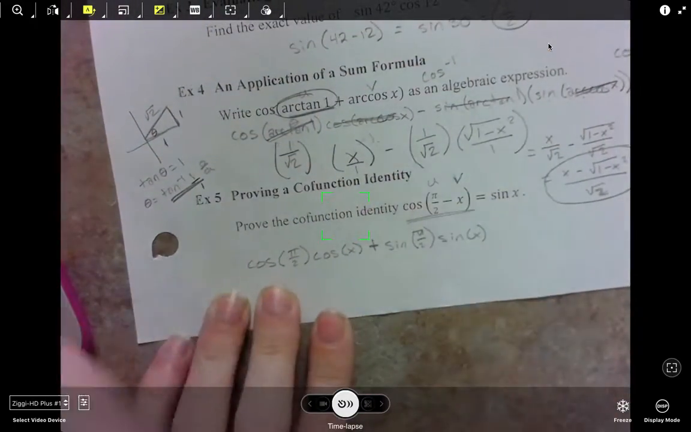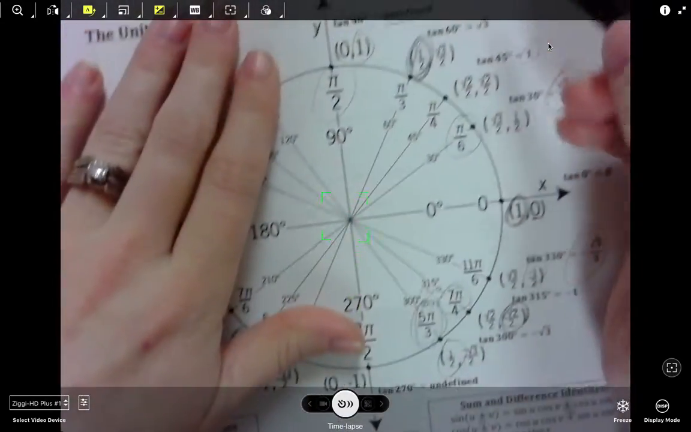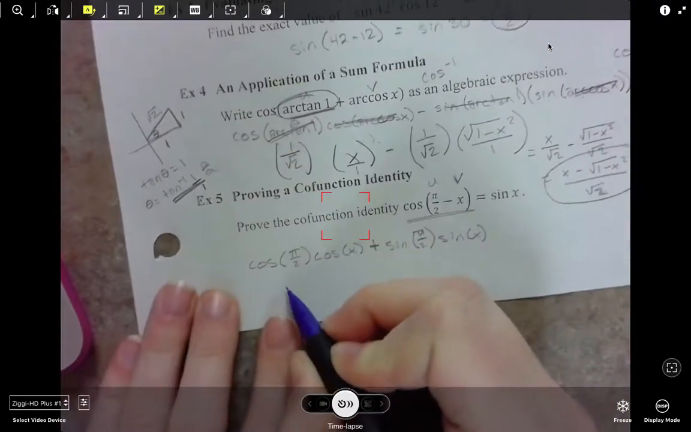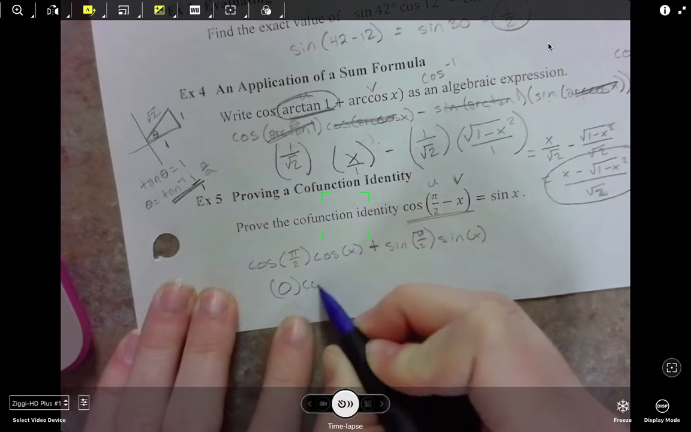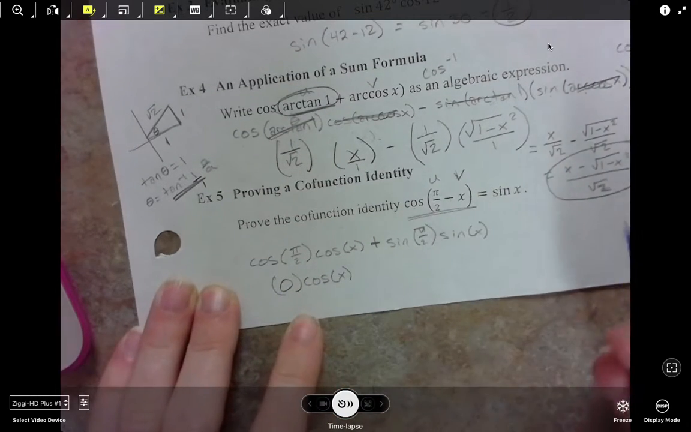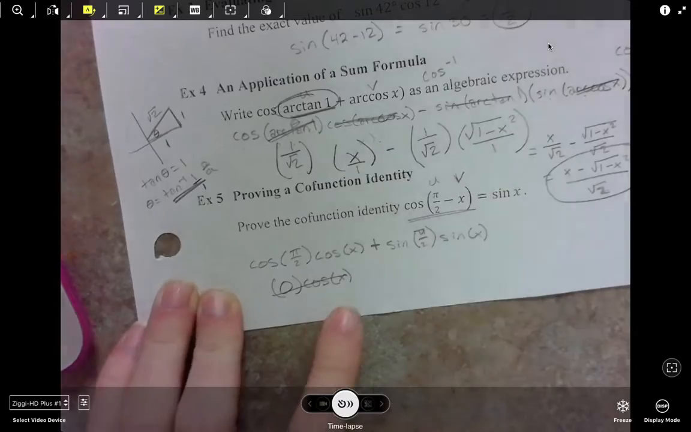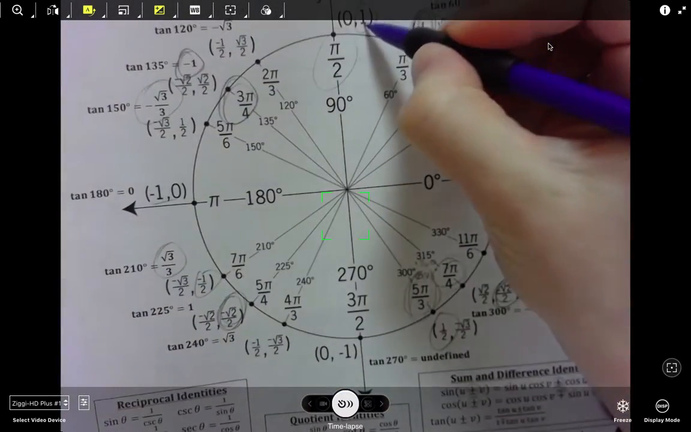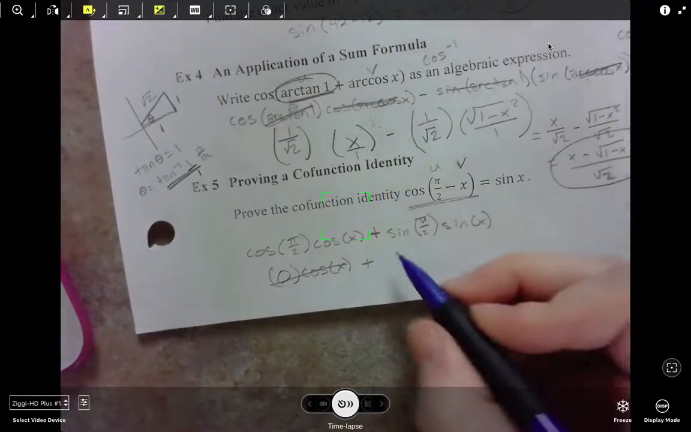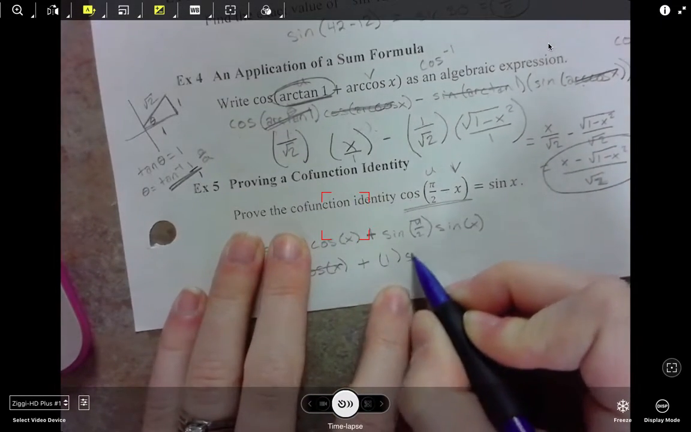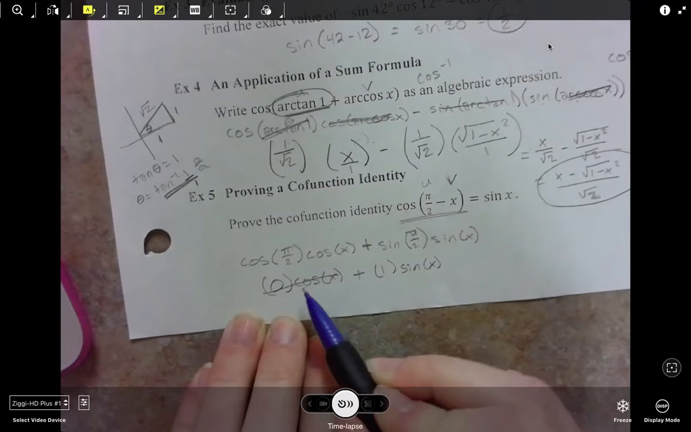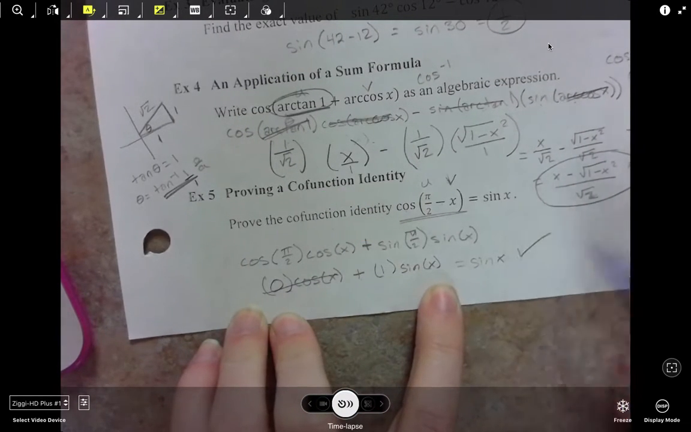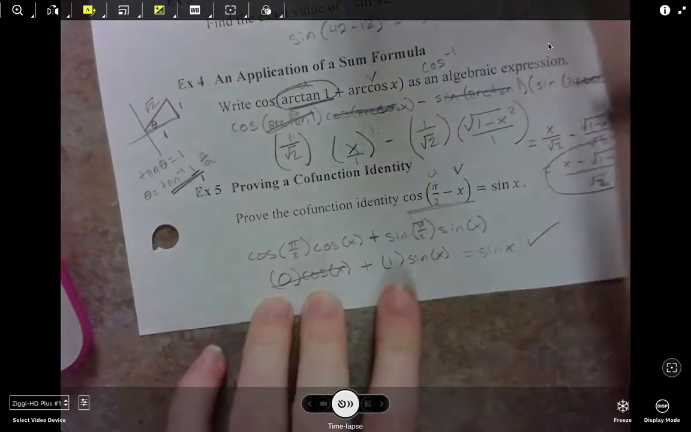So cosine of pi over 2, I can look at that on my unit circle. Cosine is the x coordinate at pi over 2, which is 0. So 0 times cosine of x. I really don't care what cosine of x is because it crosses out, since it's times 0. And then plus sine of pi over 2. Sine of pi over 2 is 1 because that's the y coordinate. So 1 times sine of x. And 0 plus 1 times sine of x is equal to sine of x. And we have it done. That one was kind of nice.